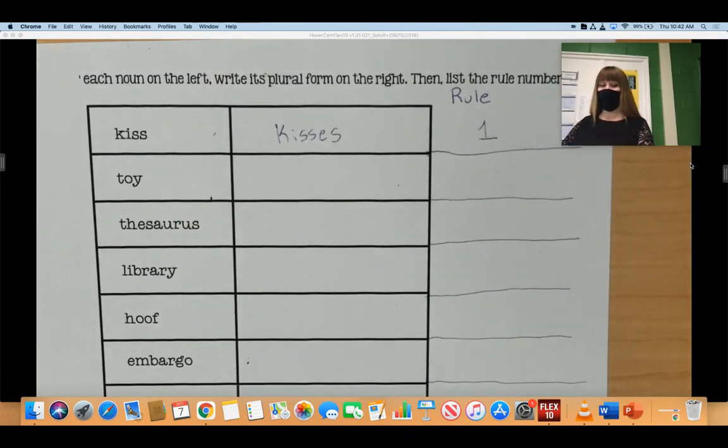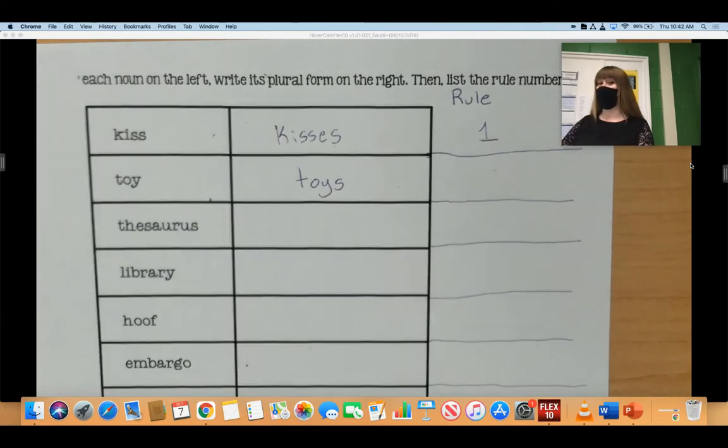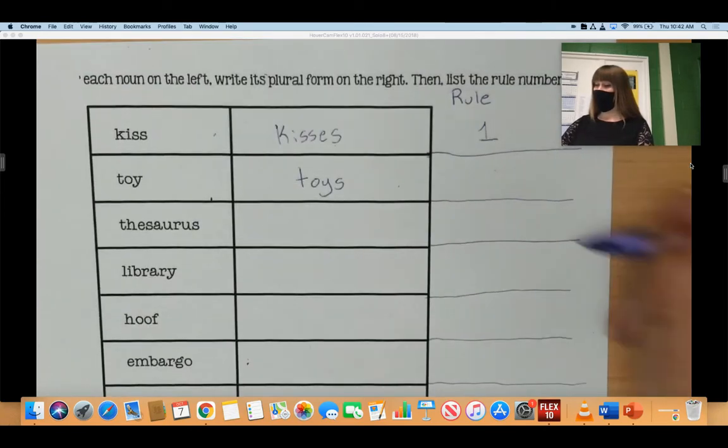Kisses, rule number 1. The next one is toys. So since we have vowel y, we just add s to make toys. Remember, these are all nouns, and we are making these nouns plural. There are irregular nouns and nouns that don't change. So if there are nouns that don't change, we will just leave it. So that is rule 3, the vowel y.